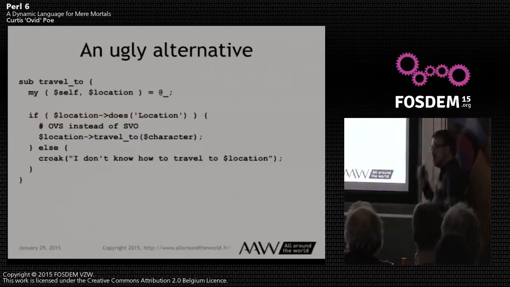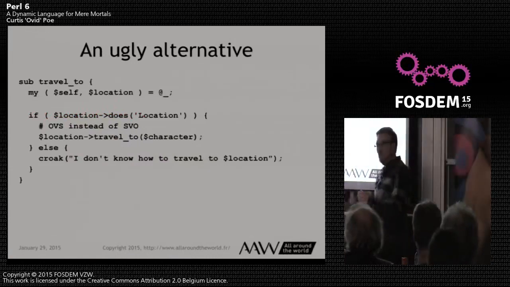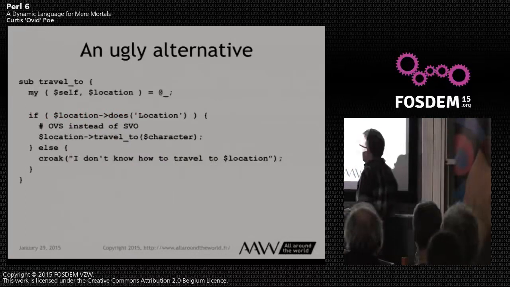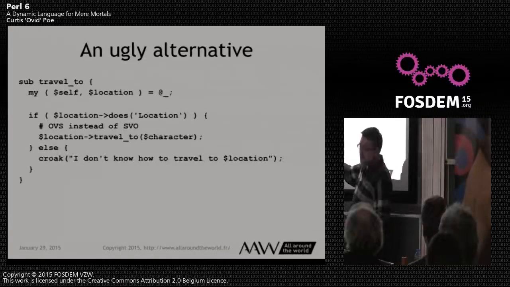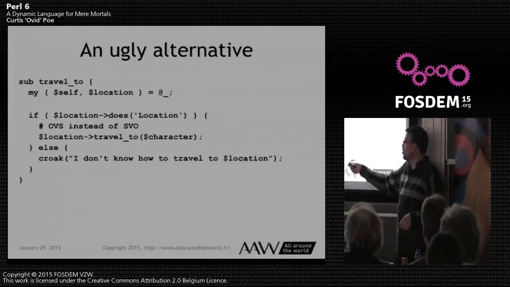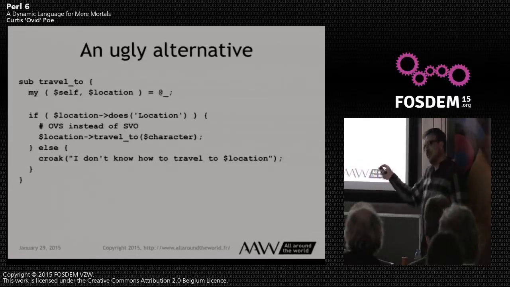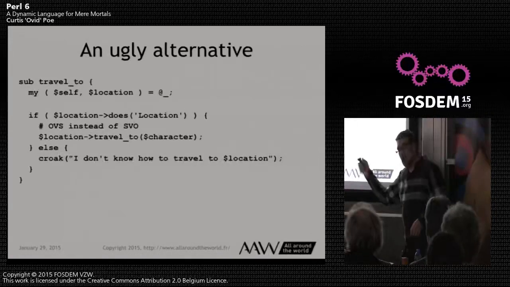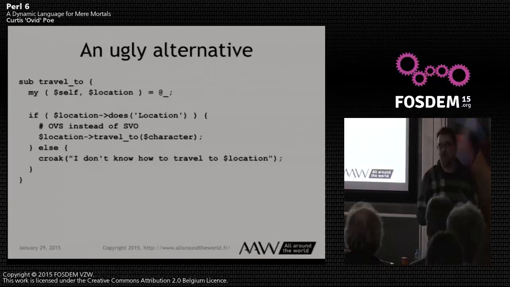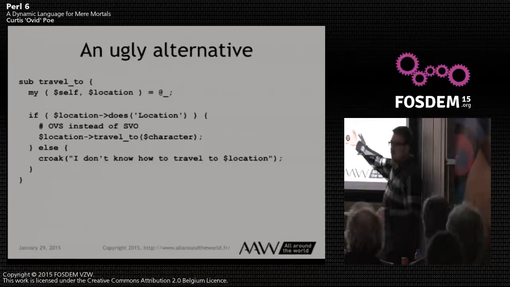I could do this. I could slap a role on our locations. If you're not familiar with roles, I apologize. I could slap a role on location and say if location does location, and location travel to character. This is unfortunate because now I'm using object-verb-subject syntax instead of subject-verb-object, which makes this harder to actually understand. So I might say location traveled to by character when you have to contort yourself on method names. That's a code smell. And in this case, the code smell is I don't think location should know about characters. I'm coupling them too tightly.